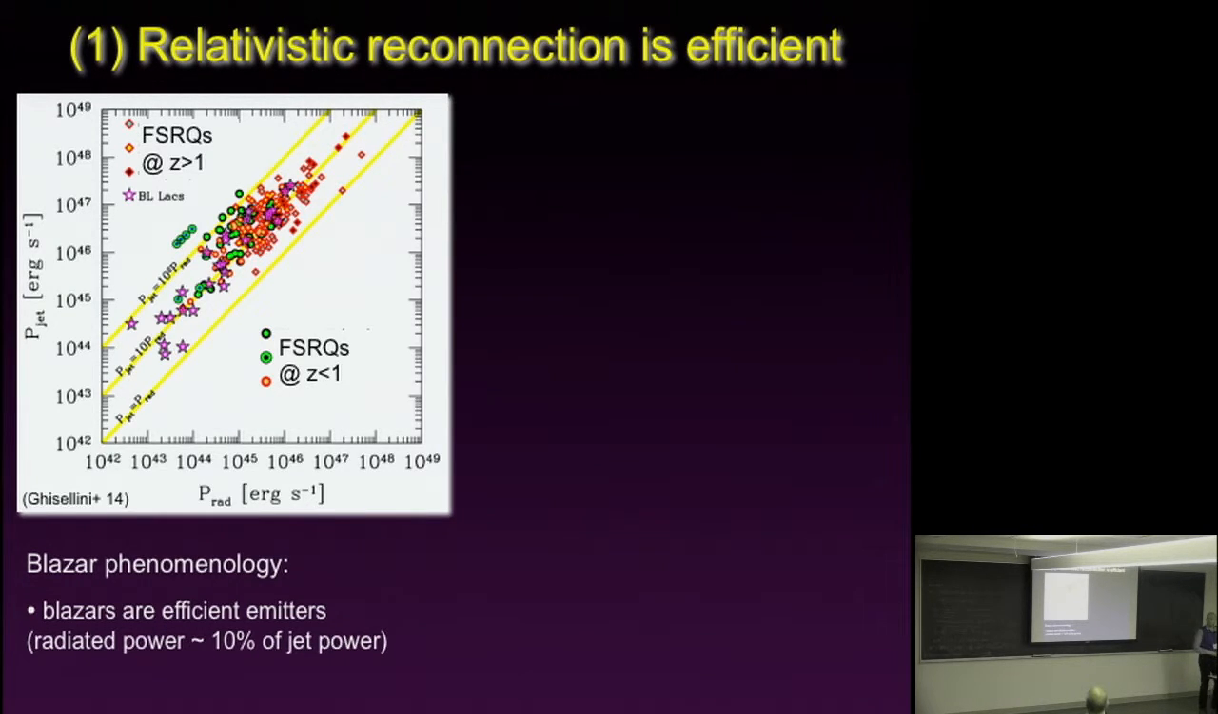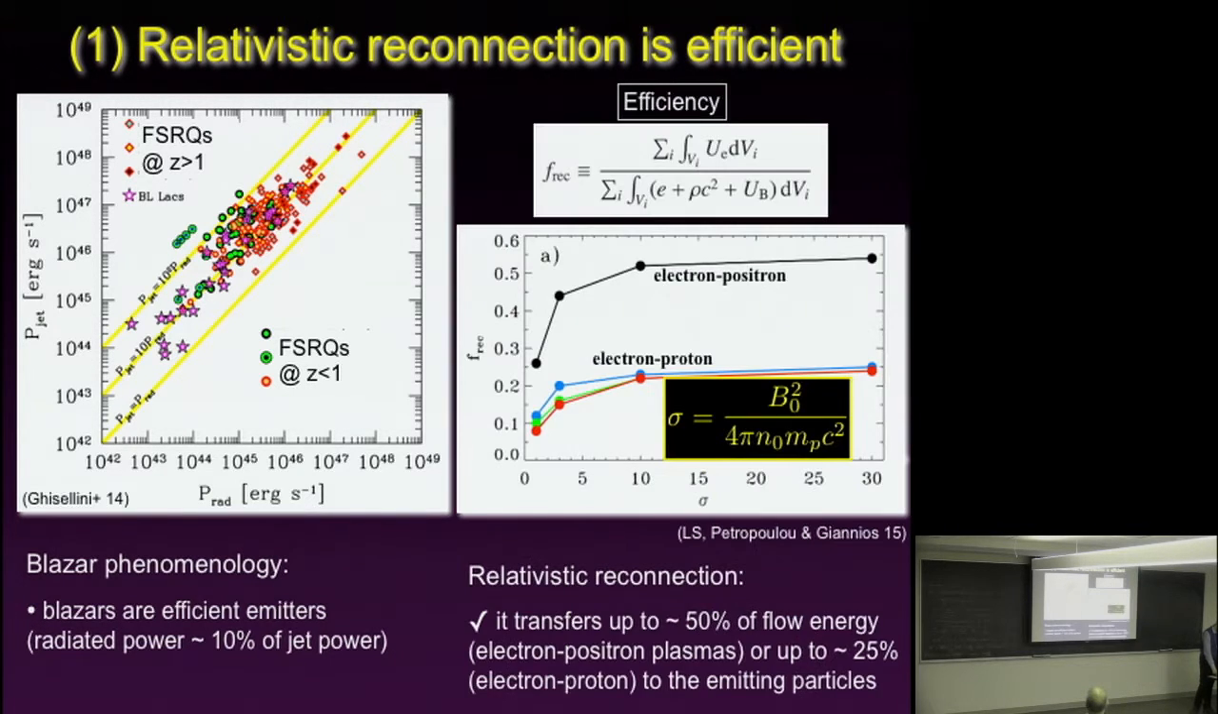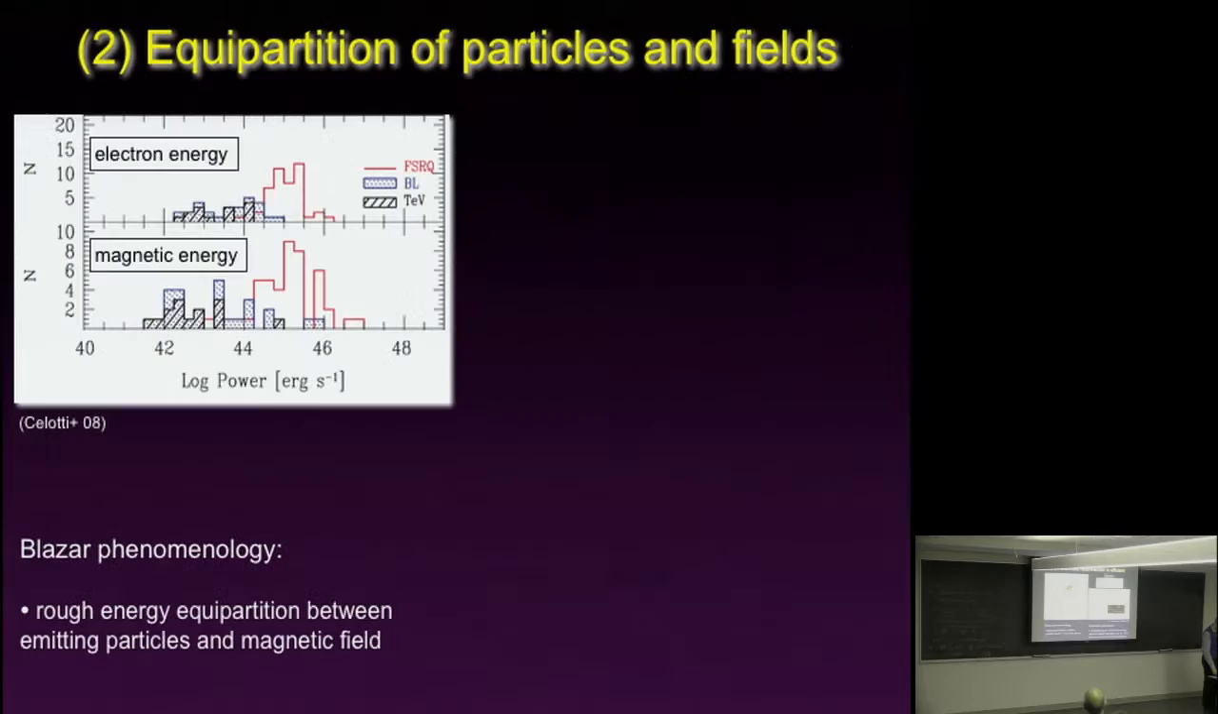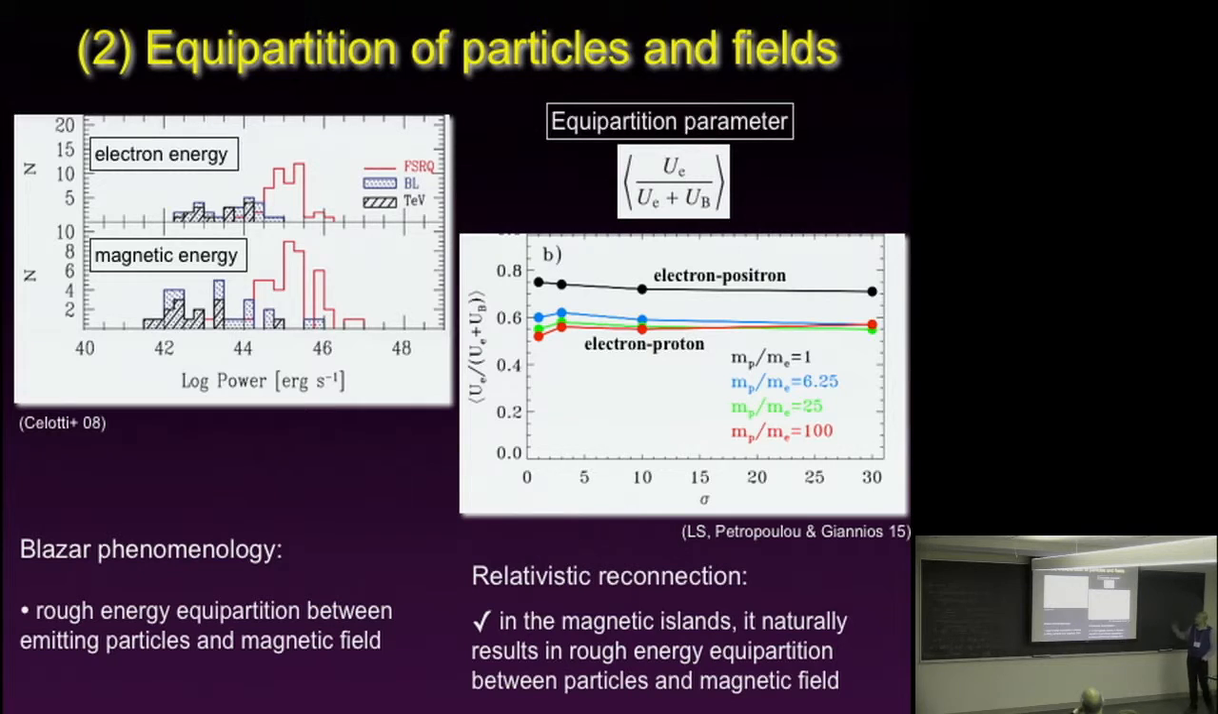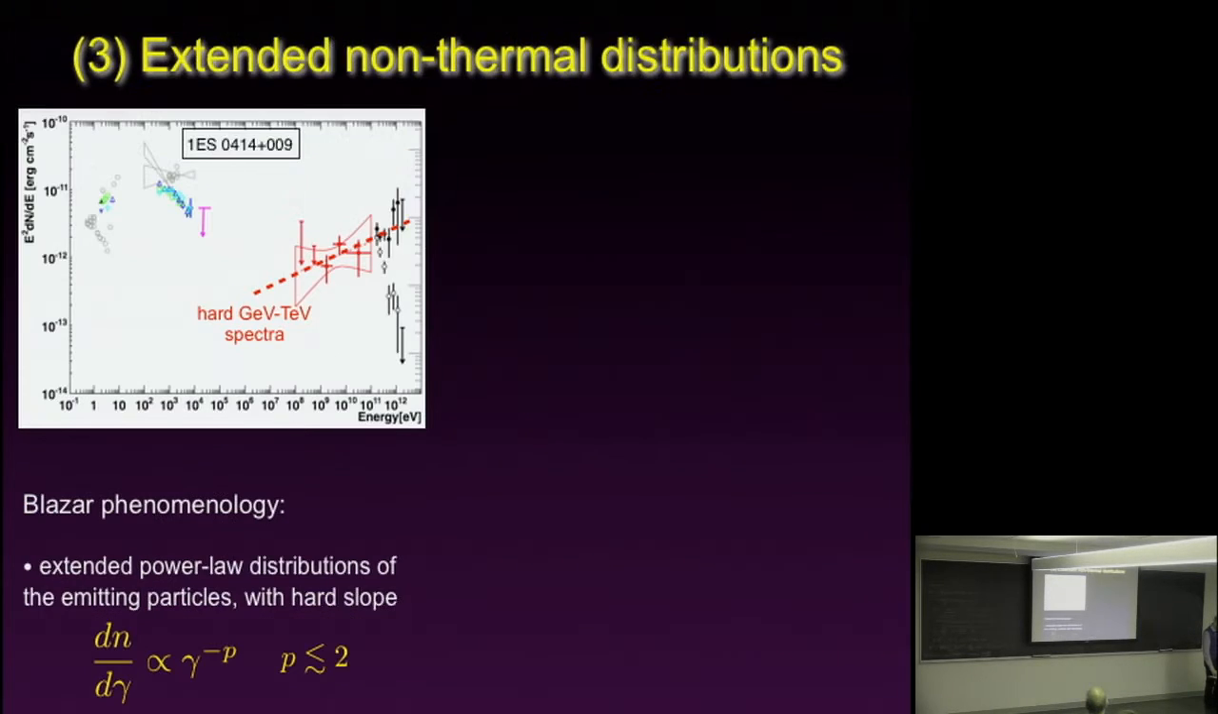Relativistic reconnection is efficient. We said 10% of the energy should go into radiation. If we look at the reconnection layer, we find that the efficiency of the process, defined as the ratio between how much energy you put into the particles that can emit light, electrons in this case, versus the overall energy of the system, is about 50% for an electron-positron jet, 25% for an electron-proton jet. So reconnection does satisfy the observational requirements. Same thing for the equipartition between the electron and the magnetic energy. We observe them to be in equipartition, meaning that the ratio of electron energy divided by the sum of the two should be around 0.5. Reconnection does self-consistently give 0.5, so it's a good answer for the equipartition condition as well.